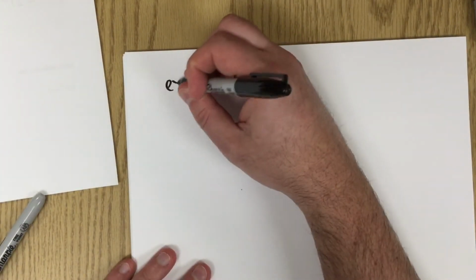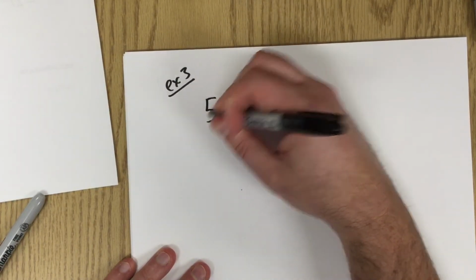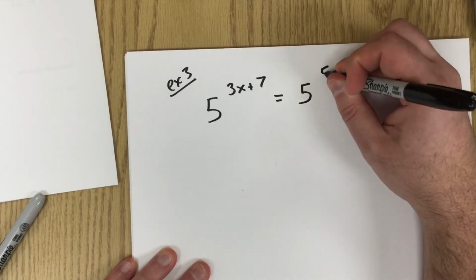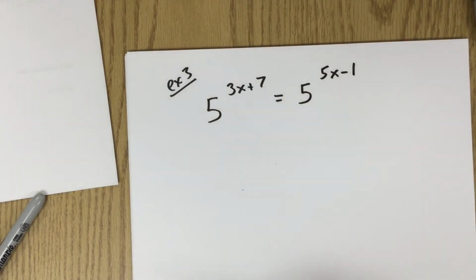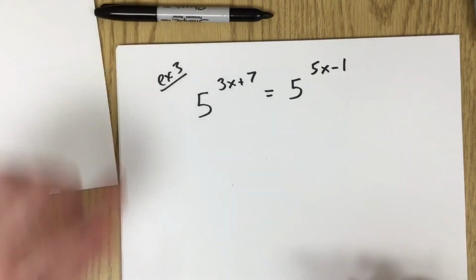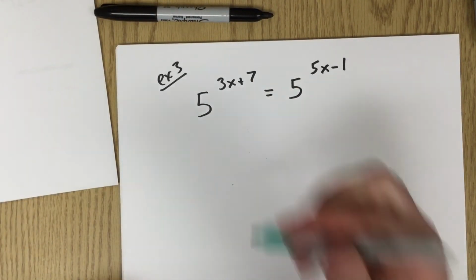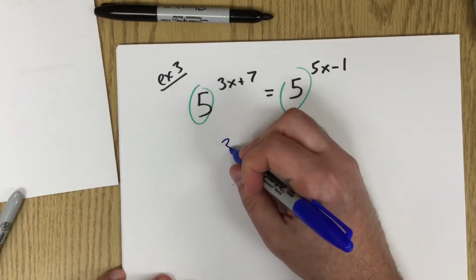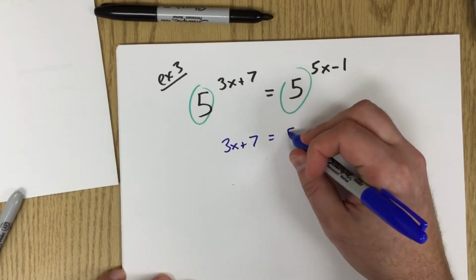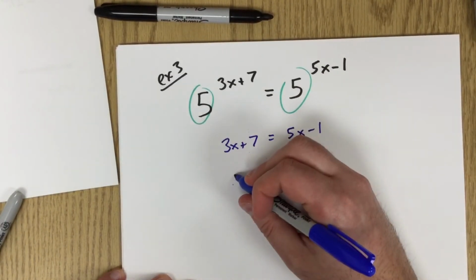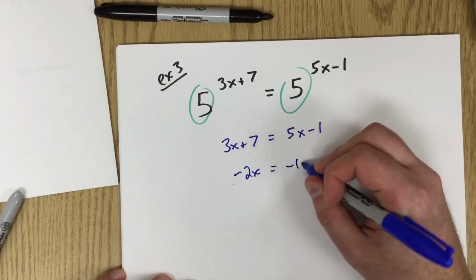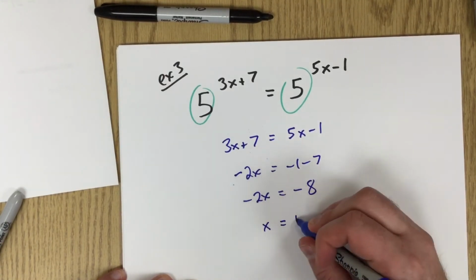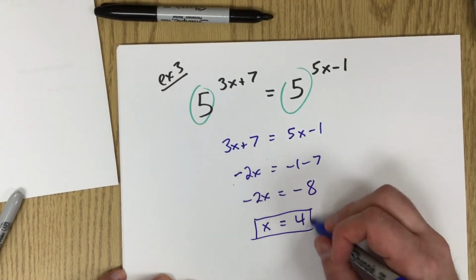And of course, we could have a fully algebraic thing going on up there. So if we have something like this, the bases are equal, which means that the exponents have to be equal. So 3x plus 7 must be equal to 5x minus 1. Move things over, minus 2x equals minus 1 minus 7. Minus 2x is negative 8, and x equals 4.